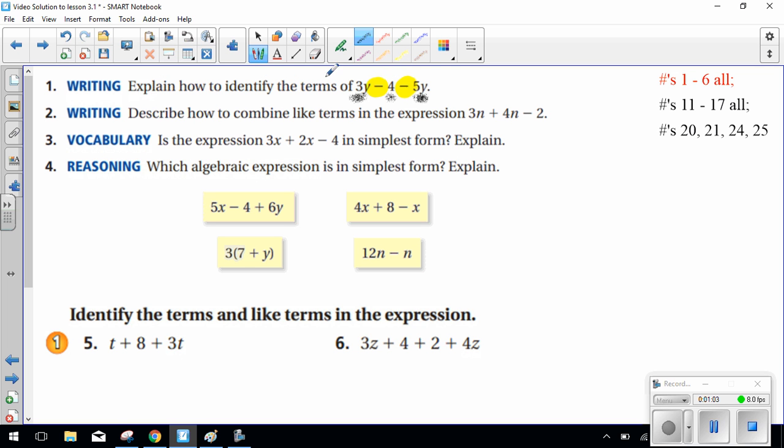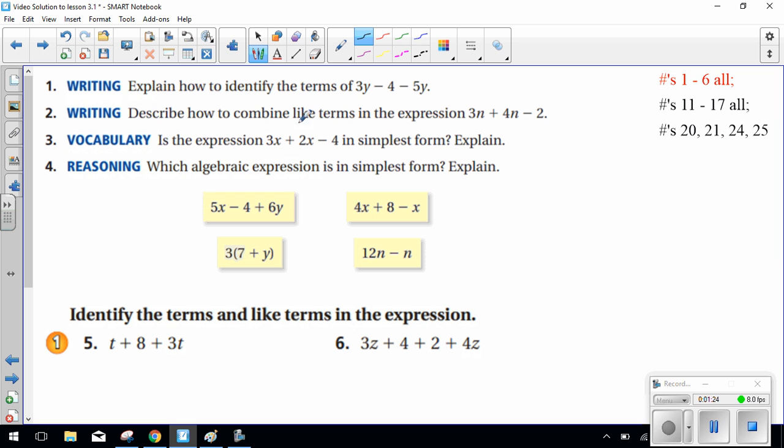So explain how you identify the terms. The terms are separated by the plus and minus signs. And what are the terms? We have 3y, we have negative 4, and we have negative 5y. All right, let's take a look at number 2.